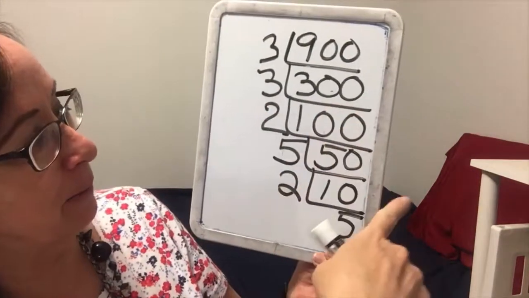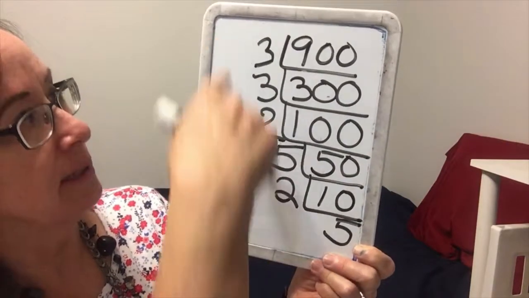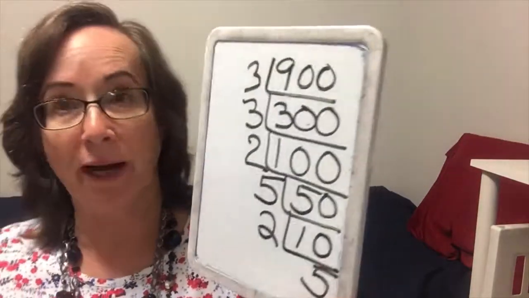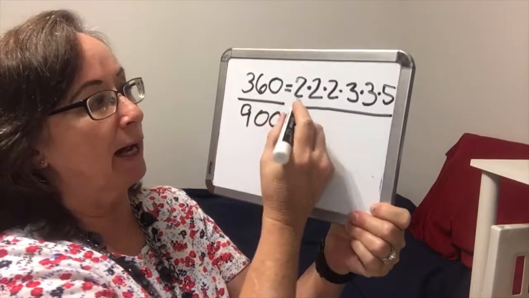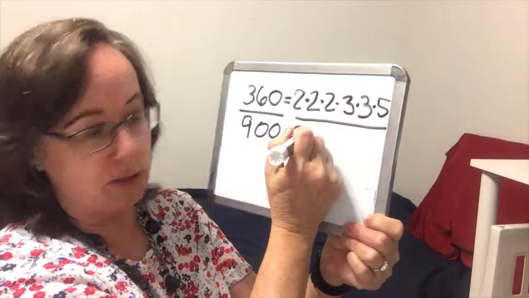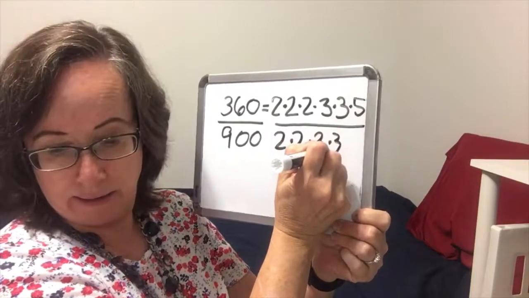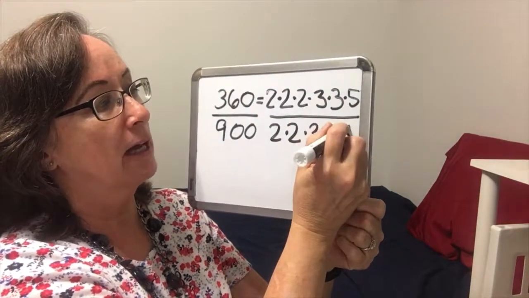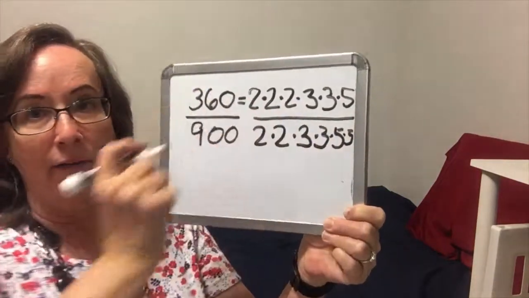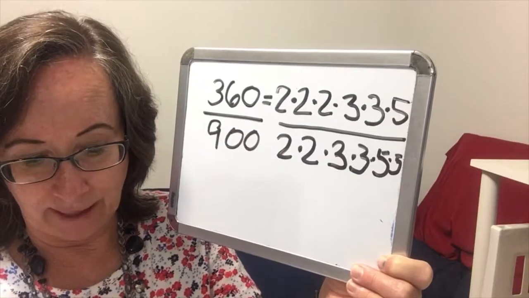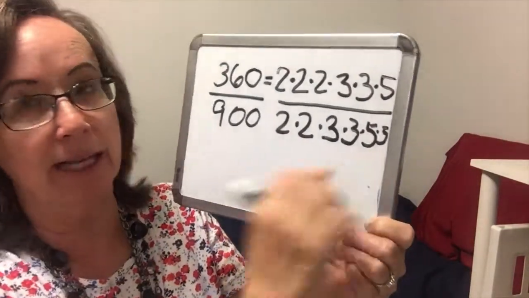So now let's see what we have. 2 times 2 times 3 times 3 times 5 times 5. Okay, so we're going to write those down. So I'm going to come over here to this board, and I'm going to write 2 times 2 times 3 times 3 times 5 times 5. Okay, got a little crowded there. 2 times 2, 3 times 3, and 5 times 5, which I just got from this board. So now I've transferred it down here.